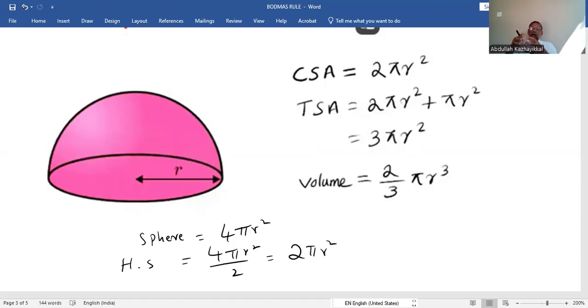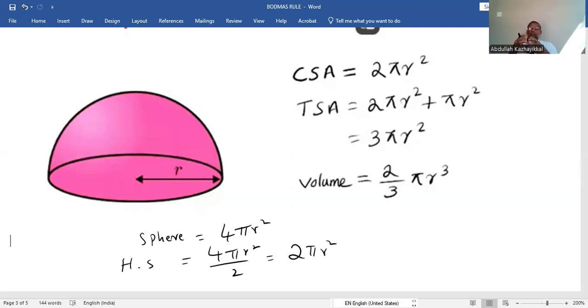My dear children, hemisphere has 2 faces. Sphere has 1 face, but hemisphere has 2 faces. Understand? Cutting an apple, I told you many times, 2 faces. 2 pi r square, this is half of the sphere, this curved surface area.